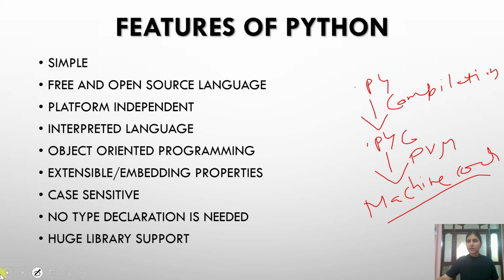First source code is compiled into bytecode, which is also the intermediate code, and it cannot be understood by computer, so it needs further processing, and for further processing it passes through Python virtual machine and we get the machine code.